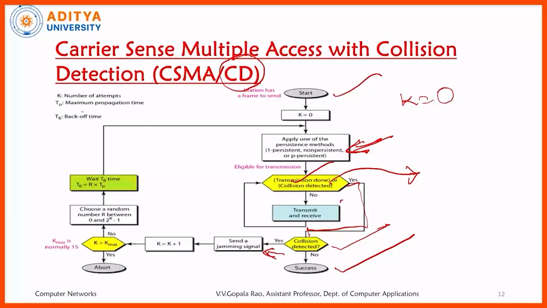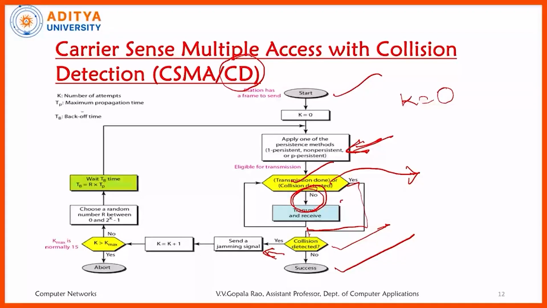And when you travel with this yes option, the next step is collision detection. Once the collision is not detected, then it is a success. Suppose you say that the transmission is done, and for this the answer is no, let us say.